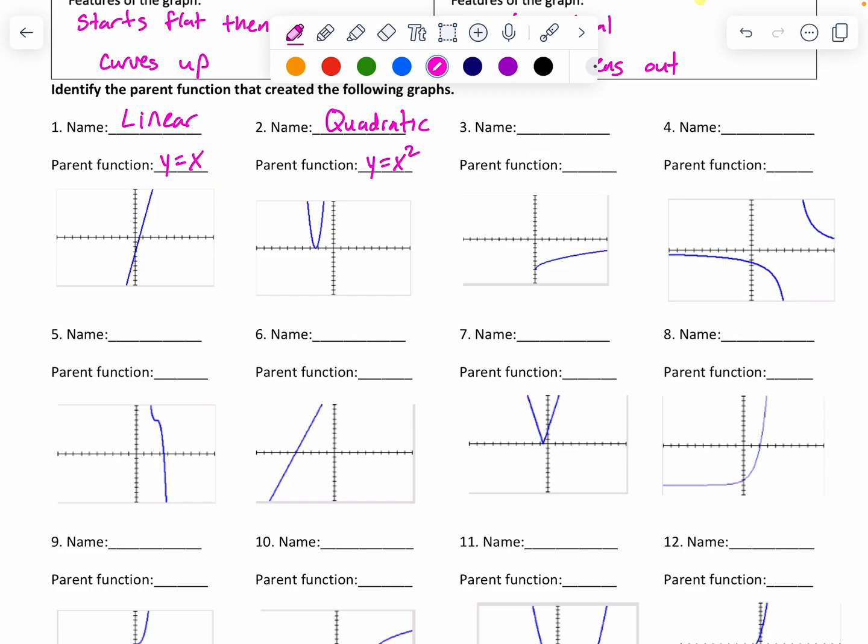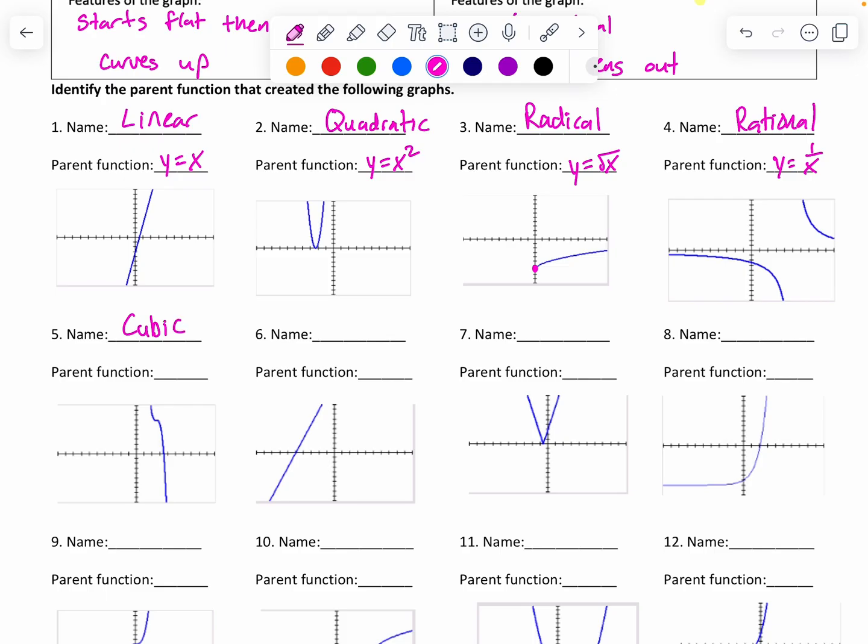Number 3, you can see it's got a starting point. The only one that has a starting point and goes one direction is the radical, which we know is another name for a square root. Number 4 is the only type that has two separate curves. Two separate curves is a rational, and that is when x is on the bottom of the fraction. Number 5, we've got that little curve in the middle. The little curve in the middle is a cubic function.